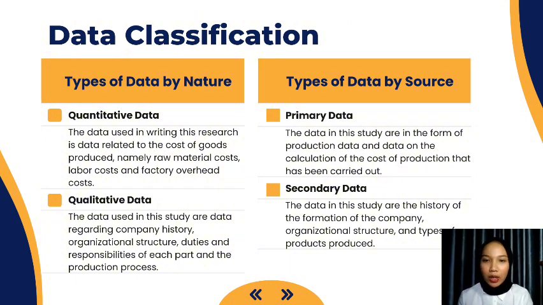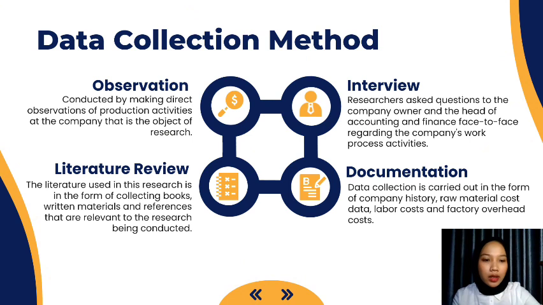Types of data by source. One is primary data. The data in the study are in the form of production data and data on the calculation of the cost of production that has been carried out. Two, secondary data. The data in the study are the history of the company, organizational structure, and type of the product produced. Data collection method.